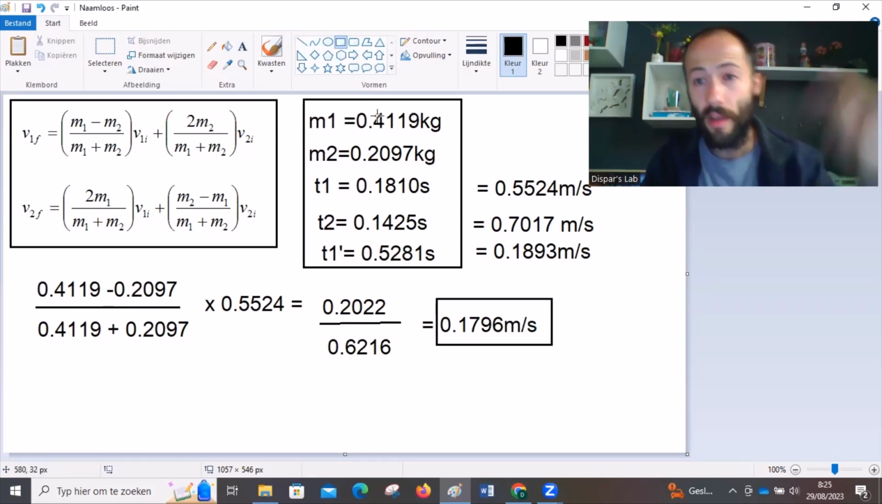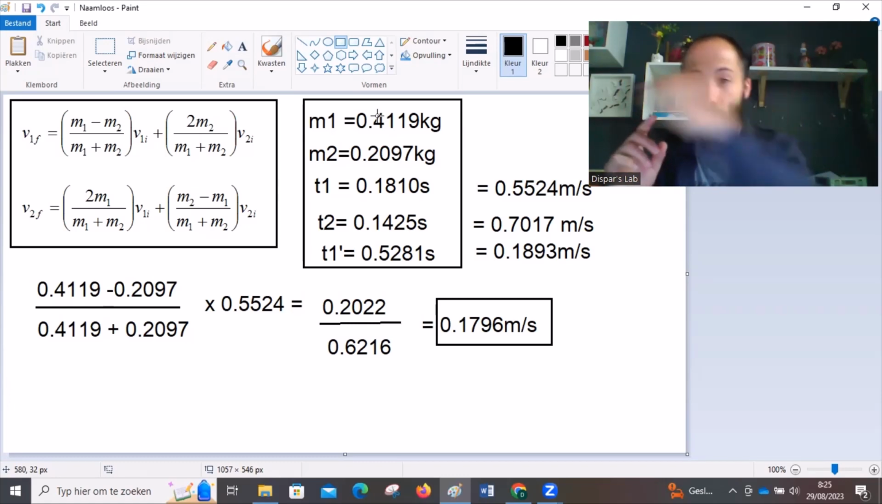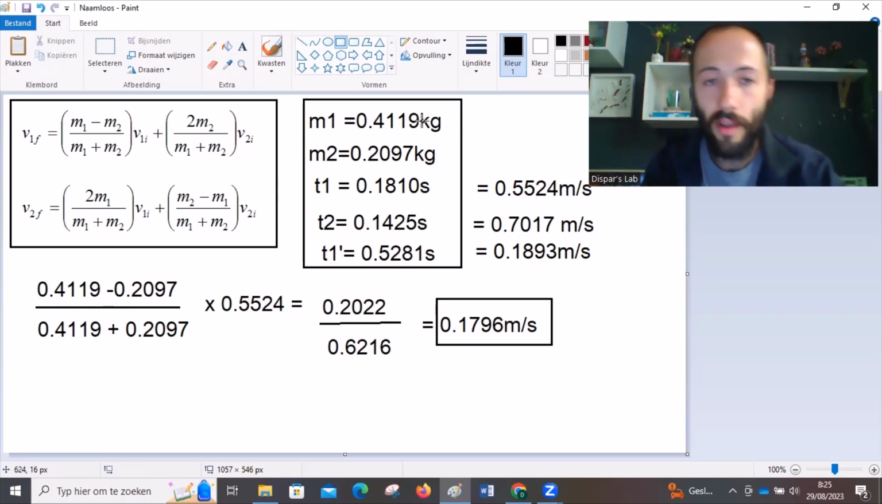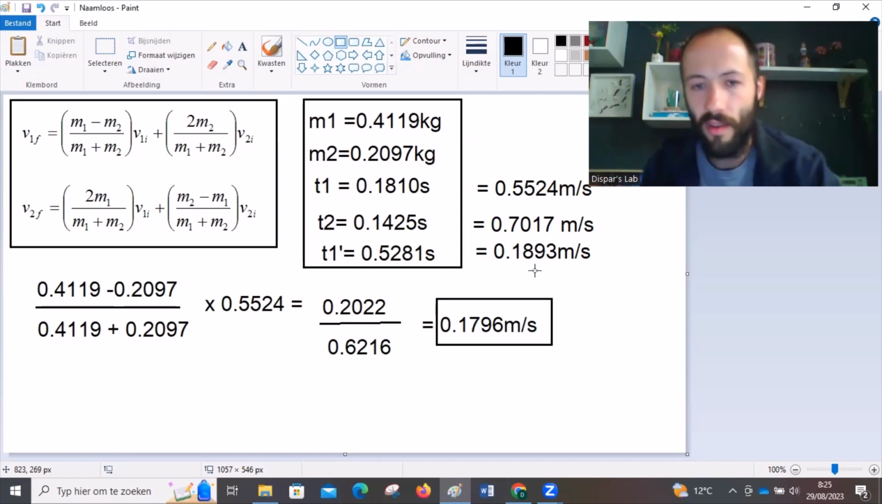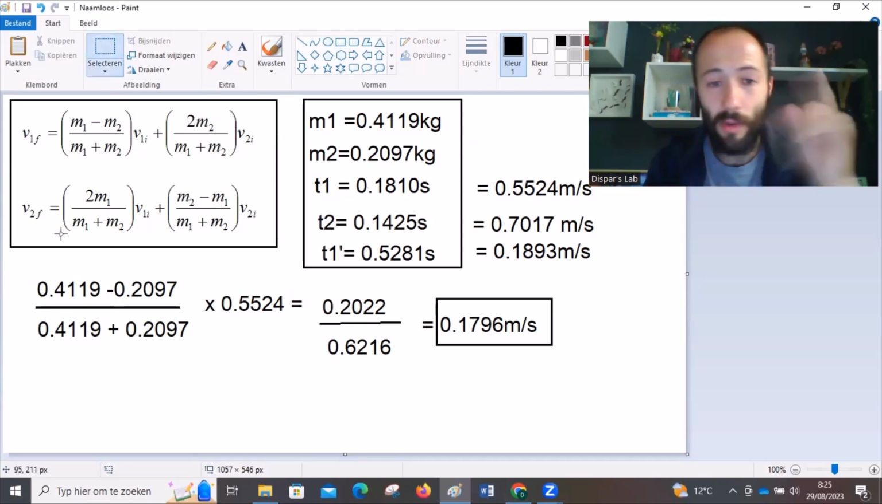So the heavy cart, after collision, will continue to go through the second photo gate. The prediction was 0.1796 meters per second, and the result for T1 prime is 0.1893 meters per second. So this is really close. The prediction is almost 0.18 meters per second, and the result is 0.1893, so almost 0.19. It's one off, so I would say a pretty good match. All right, that's T1 prime.